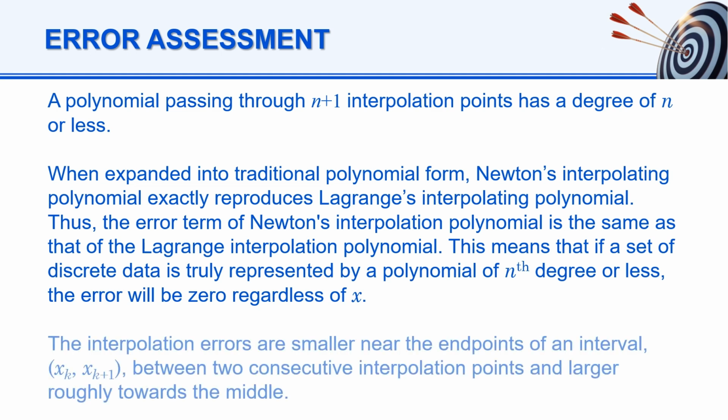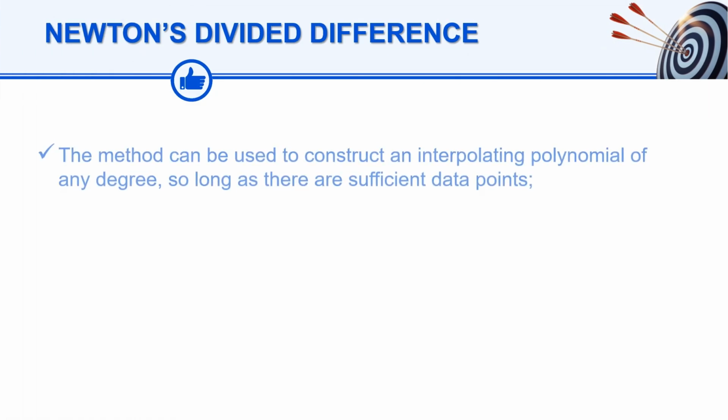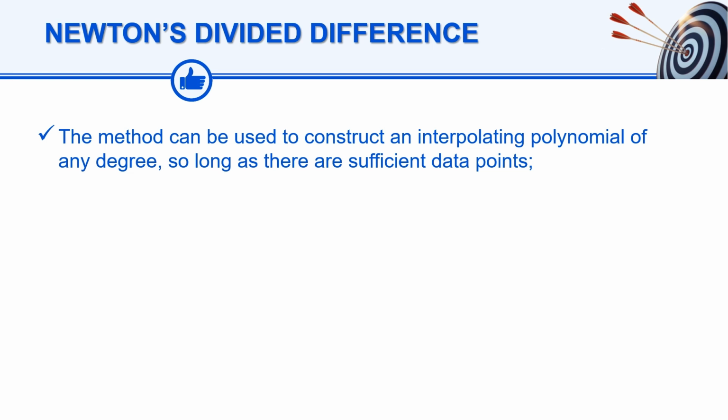The interpolation errors are smaller near the endpoints of an interval, xk to xk plus 1, between two consecutive interpolation points and larger roughly towards the middle. The advantages of the method are: the method can be used to construct an interpolating polynomial of any degree, so long as there are sufficient data points.